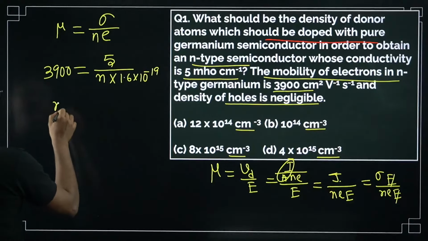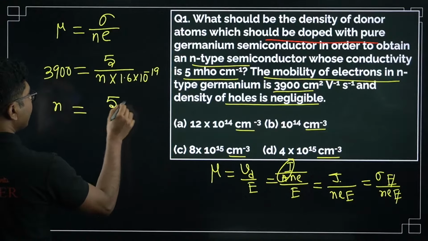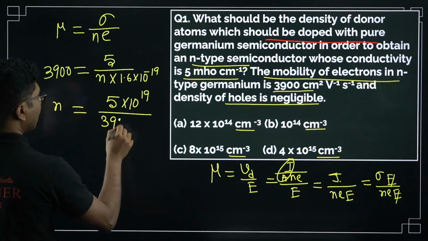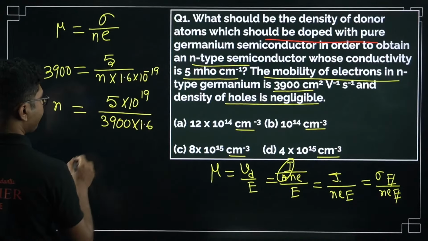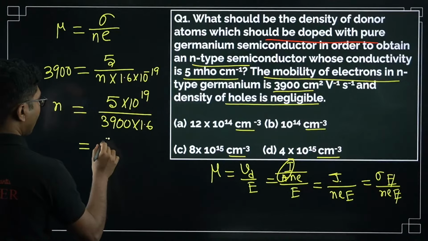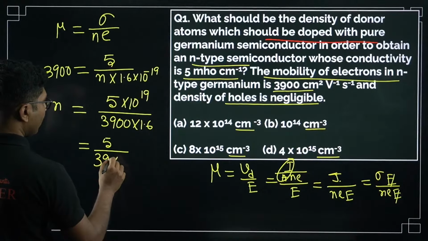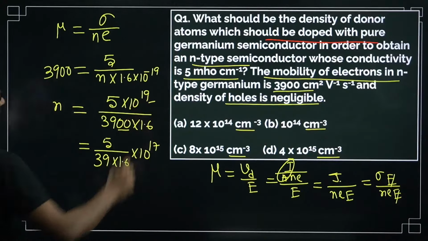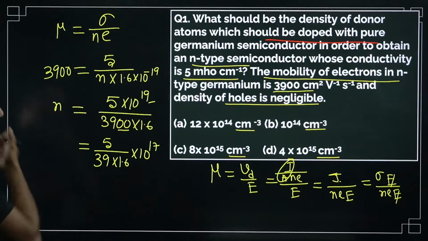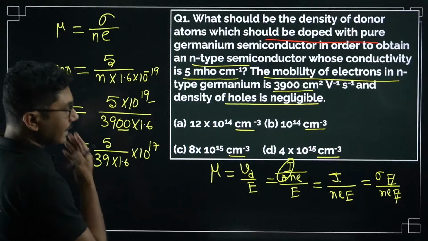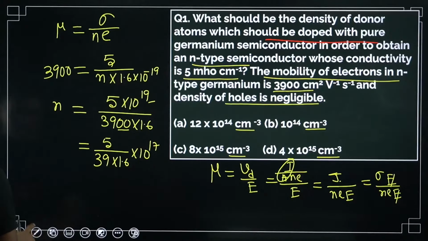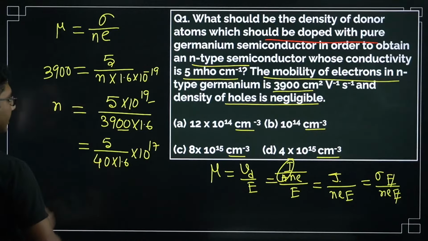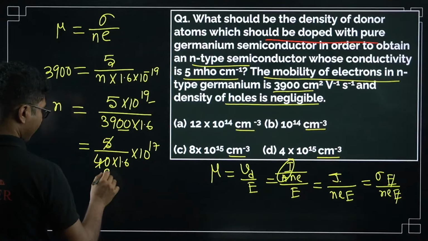So now just do the cross multiplication. So 5 into 10 to the power of 19 divided by 3900 into 1.6, or it will be 5 divided by 39 into 1.6 into 10 to the power of 17. These two zeros cancelled one of them. Now how to solve this? Either you can use the on-screen calculator and calculate the exact value, or what you can do is assume that this is 40. Okay, this is 40.